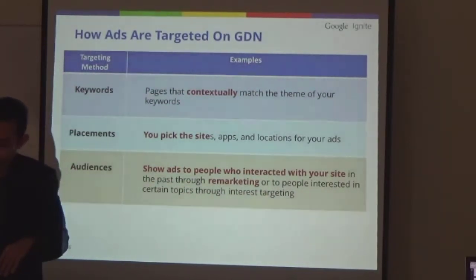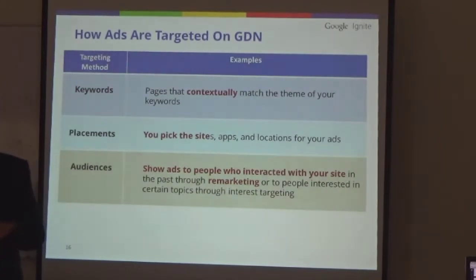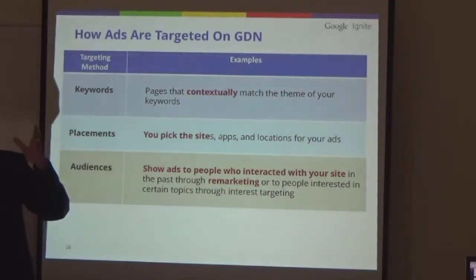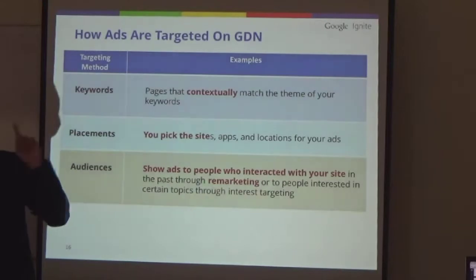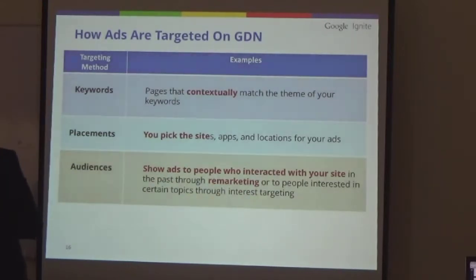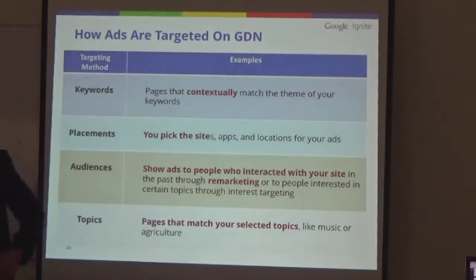Second is interest. For example, someone who is interested in music, right? He or she will surf pages that may or may not be related to music, but you're still able to target them by interest, which is the fourth one. That brings us to what we're going to talk about: topics. These are pages that match your selected topics, like music or culture here.